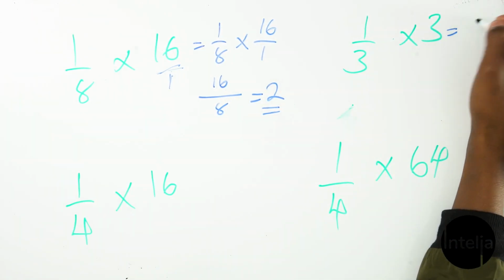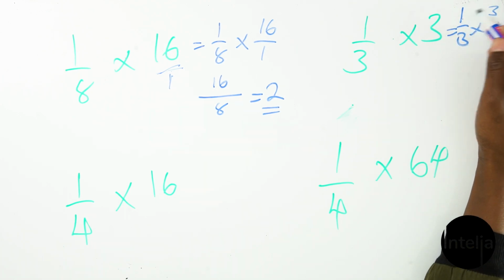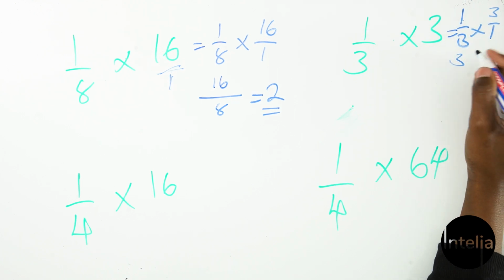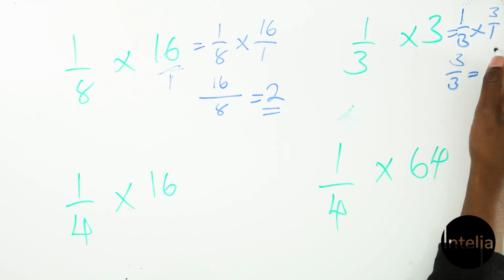So here we say 1 over 3 times 3 over 1. And then 1 times 3, that's 3. 3 times 1, that's 3. So your answer is 1. 3 into 3, that's 1.